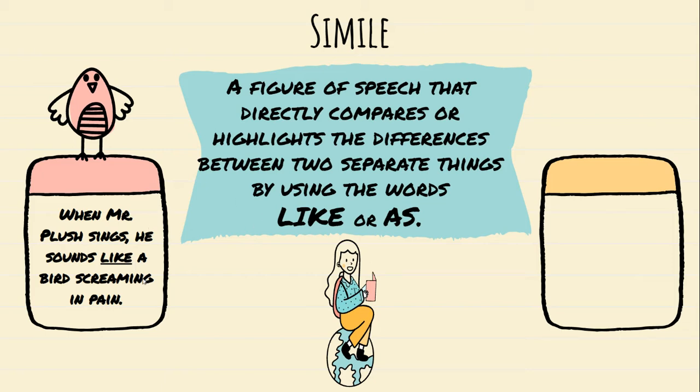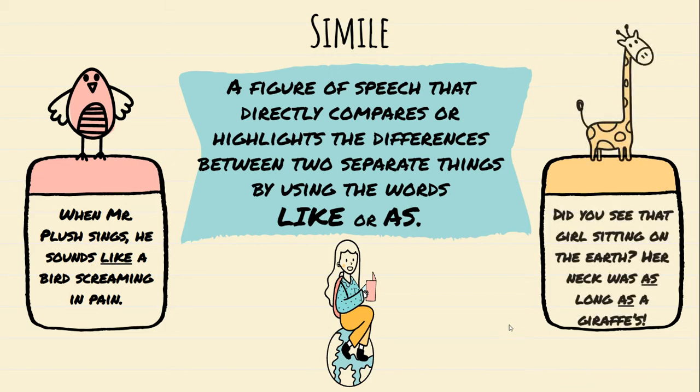Notice the word like. So, this is what a figure of speech is. We're talking about my singing abilities, and you can imagine what singing is supposed to sound like. And then we're talking about a bird screaming in pain, and you can kind of imagine what that would sound like. So we're comparing my singing to a bird screaming in pain. That's a figure of speech. That's a simile because of like.